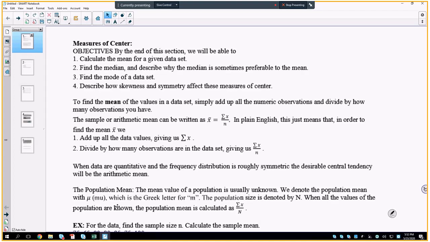So when we talked about graphs for quantitative data, we talked a little bit about symmetry and skewness, and these are closely related to measures of center. So I imagine a lot of you will already know how to find an average or to calculate the mean. If you don't, that's no problem. We're going to learn now. To find the mean of the values in a data set, simply add up all the numeric observations and divide by how many observations you have.